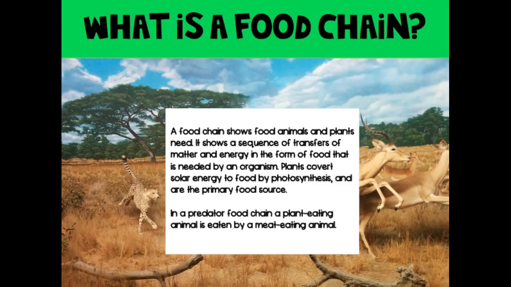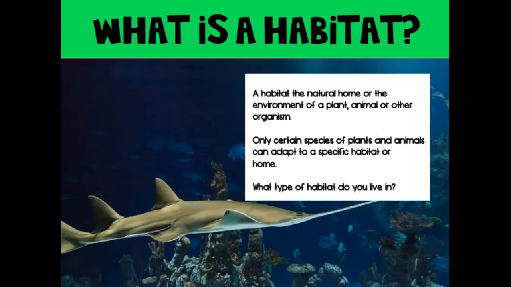So first off, what is a food chain? Well, a food chain shows food, animals, and plants and what they need. It shows a sequence of transfers of matter and energy in the form of food that is needed by an organism. Plants convert solar energy to food by photosynthesis and are the primary food source. In a predator food chain, a plant-eating animal is eaten by a meat-eating animal.